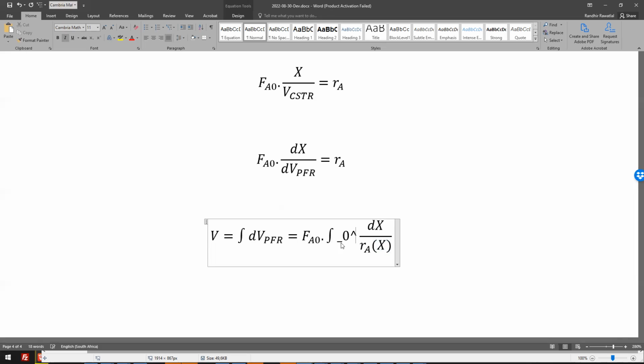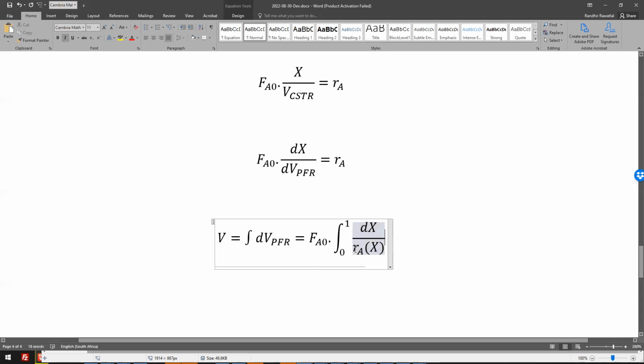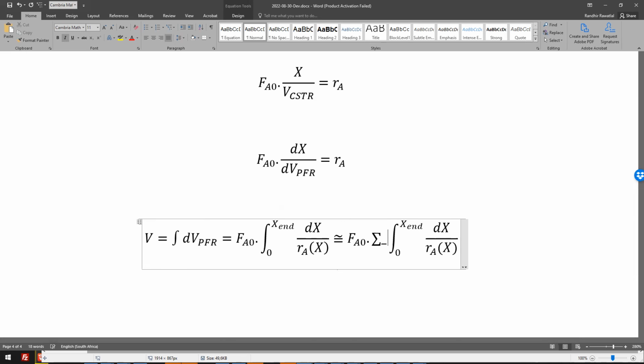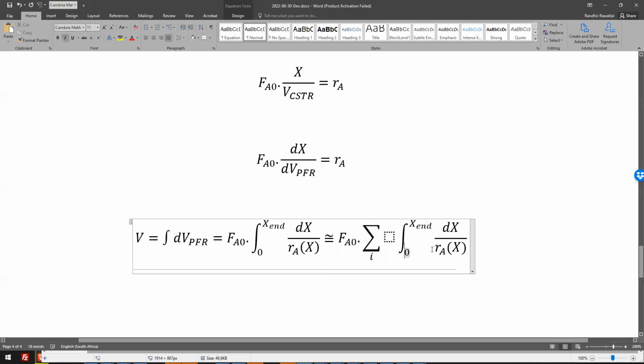So here the conversion is between the limits that we found. So it goes from 0 to, and we specify an end conversion. So to do this calculation, you can say that's approximately equal to, and we'll just write this as the sum, and we can write this as a delta x.